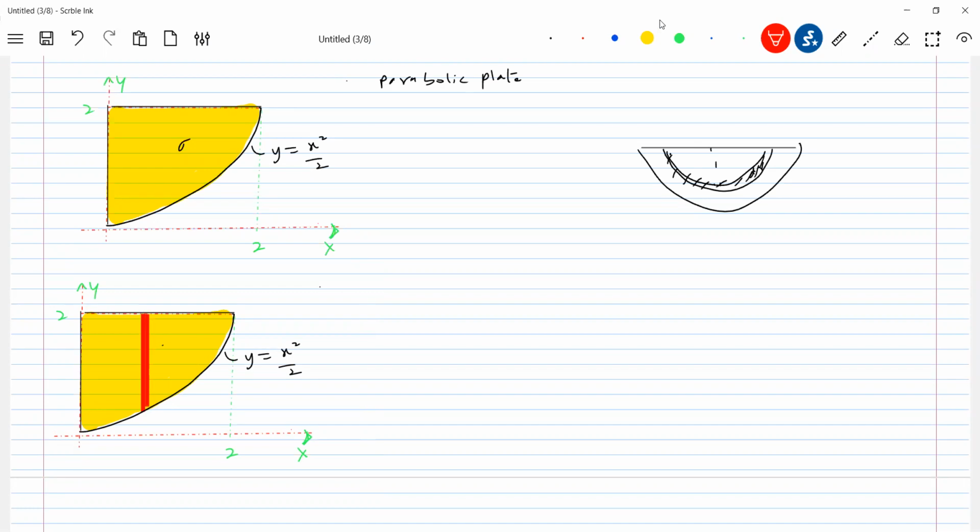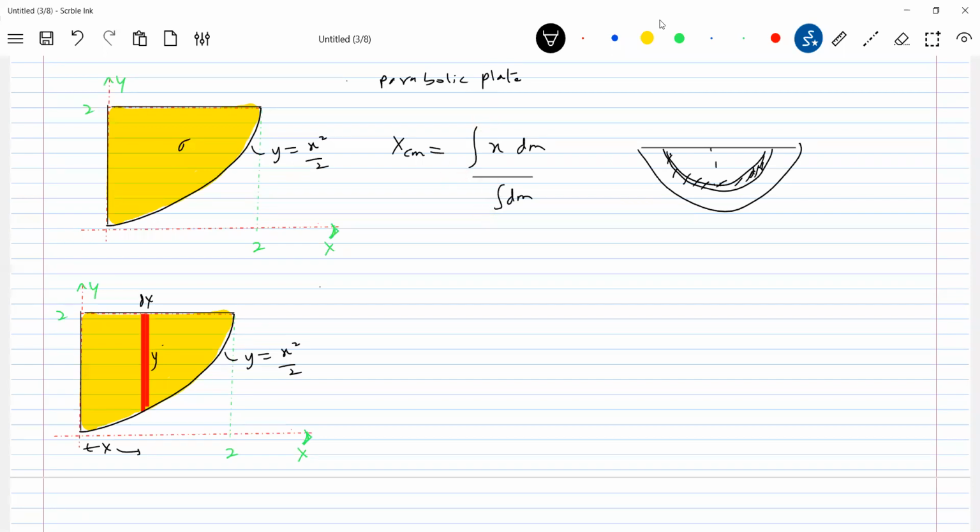I'll assume a vertical strip. What is the width of this? Let it be dx and let this be y. First we'll locate the x coordinate of the center of mass. It is at a distance x. So xcm is equal to integral of x dm by integral of dm. What are the limits? 0 to 2. I'll come to the limits later on.